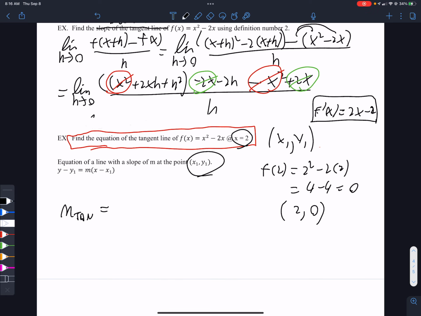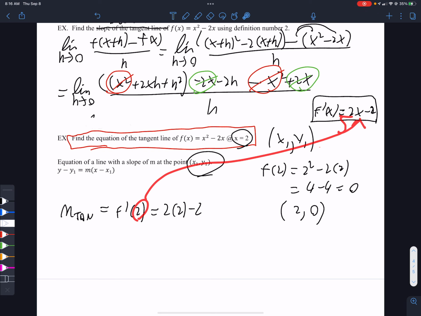The slope of the tangent line is going to be the derivative at 2. Again, why do I plug in 2 here? Don't memorize. This should make sense. That's the point of tangency. That's where I want the slope. So that's going to be 2 times 2 minus 2. I just plug in 2 into this derivative formula. What's the slope? 0. Wow. So this is going to get pretty easy.